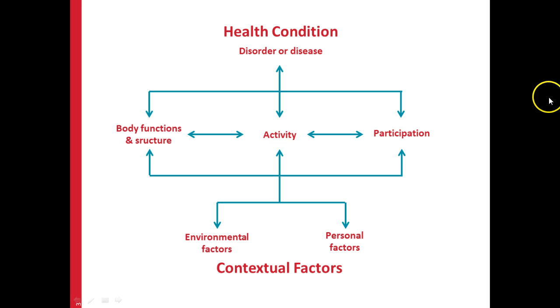Activity is a task that an individual executes. The focus here is on the individual as a whole, not just one of their structures or systems. A problem with this is called an activity limitation. Participation is involvement in life situations, how an individual engages with their physical and social environment. A problem with this is called a participation restriction.